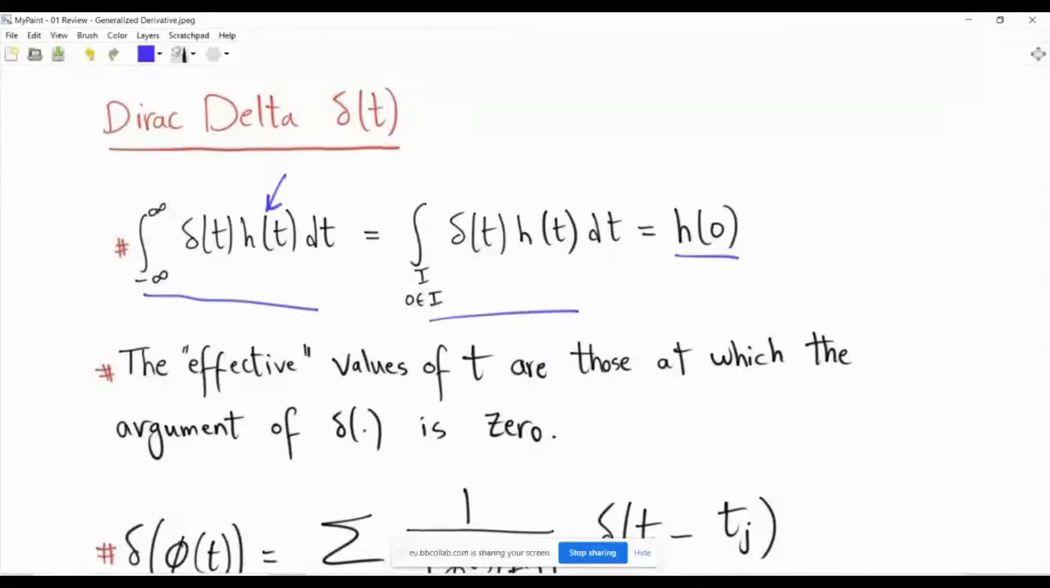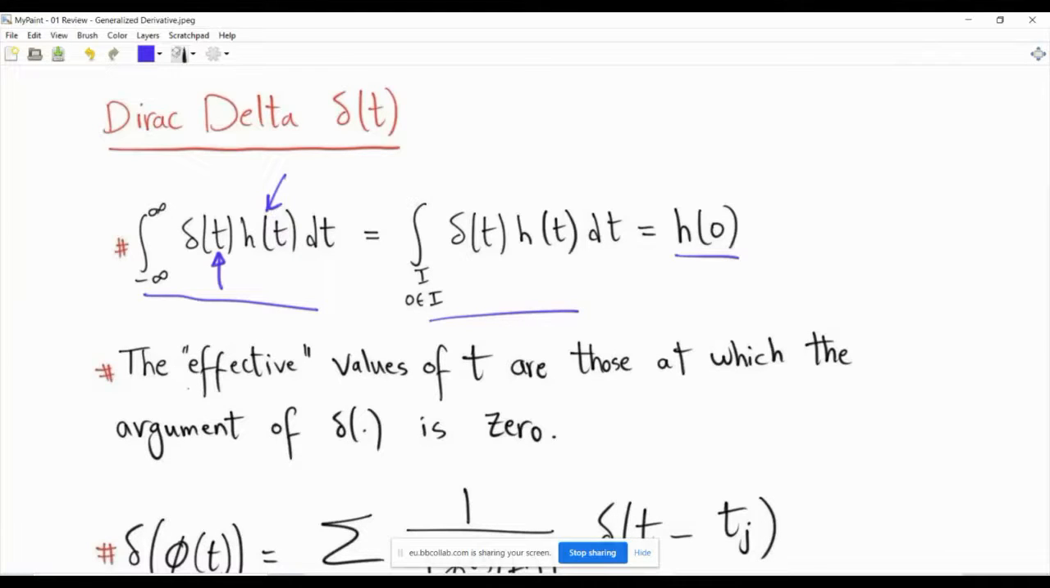So the most important thing is that we ask ourselves, what is the value of t, or the values of t, that make the argument of the Dirac delta equal to 0? In this case, it is t equals 0. And so this is what is important. If your integration limits include 0 as an interior point, then the Dirac delta is active, and you still get the same result here, which is h(0).